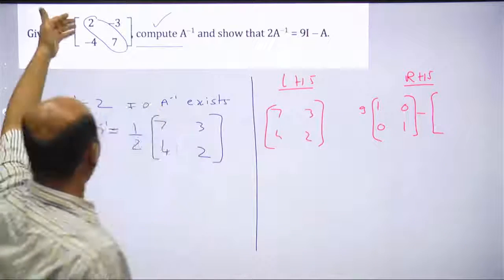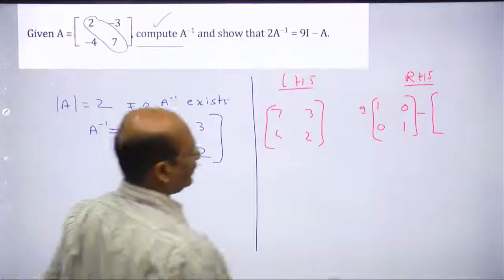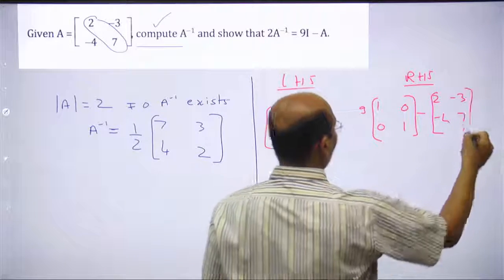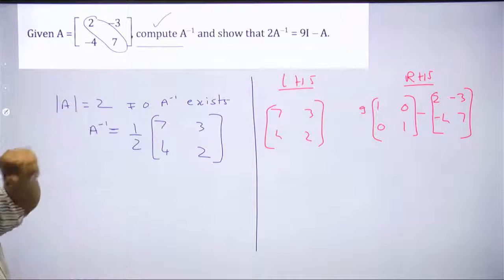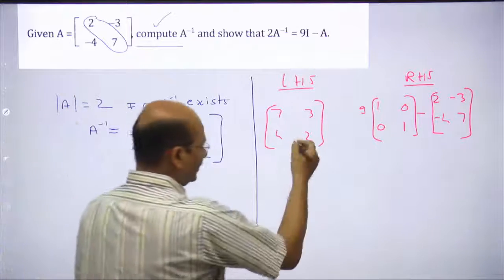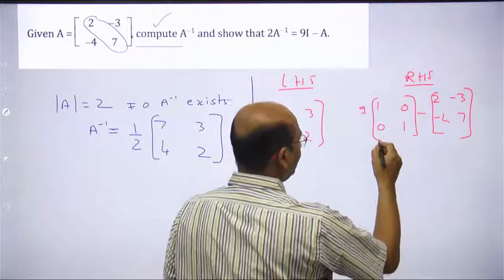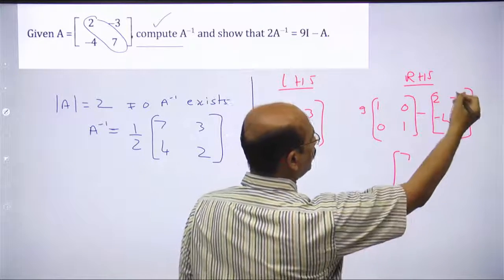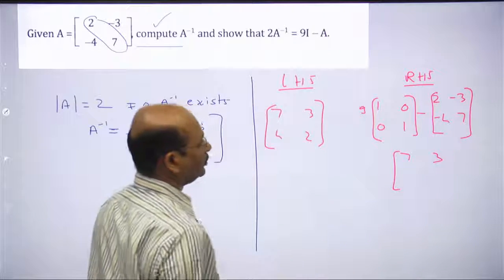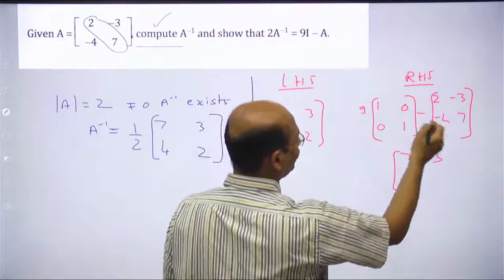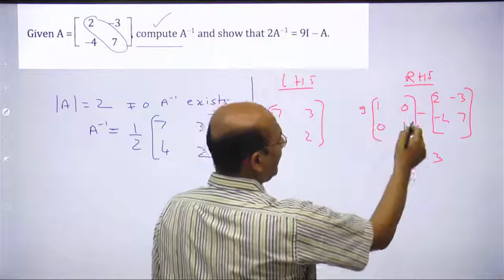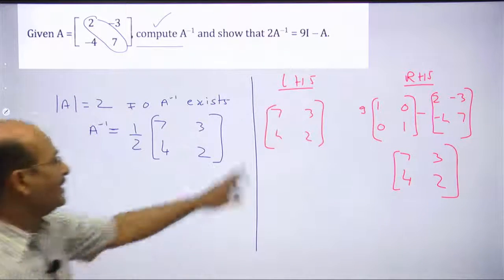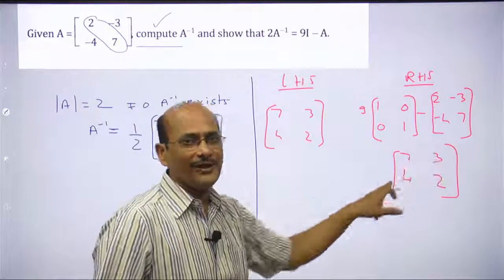Now let us see what A is: [2, -3; -4, 7]. I hope I have done it right. Great. Now let us proceed. This is 9 minus 2, which is 7. Then 9 into 0 is 0, plus 3 here. Then 9 into 0 is 0, plus 4. Then 9 minus 7, that is 2. So please check whether we are getting this: 7, 3, 4, 2. 7, 3, 4, 2.